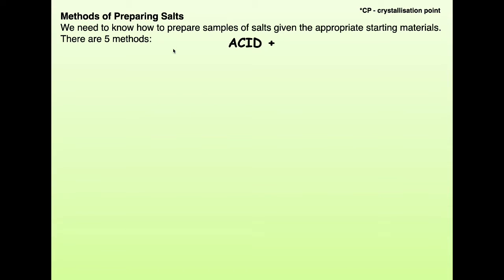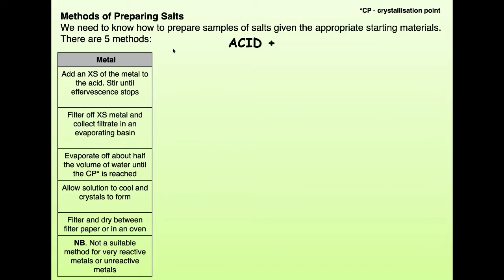Acid plus something is almost always going to give you a salt, isn't it? You know the four equations that we've looked at already. So the first one we're going to look at is acid plus metal. Now, again, these are practical considerations you must take into account using the experimental techniques that you studied at the beginning of year 10.